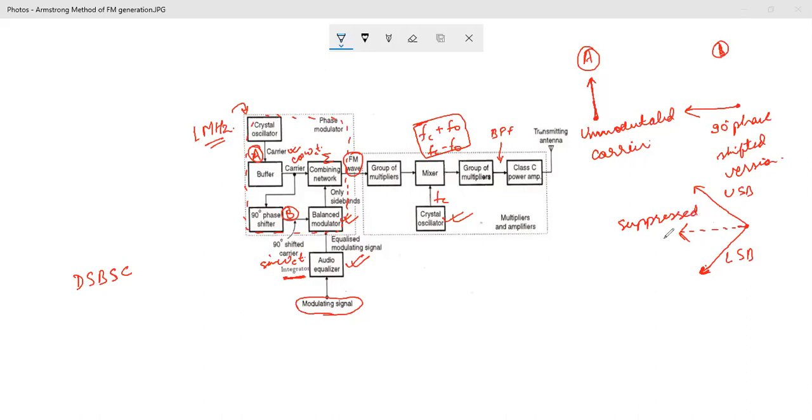So please rejoin again so that I can complete this part, because the time is going to be over now. So it will be a suppressed carrier part.